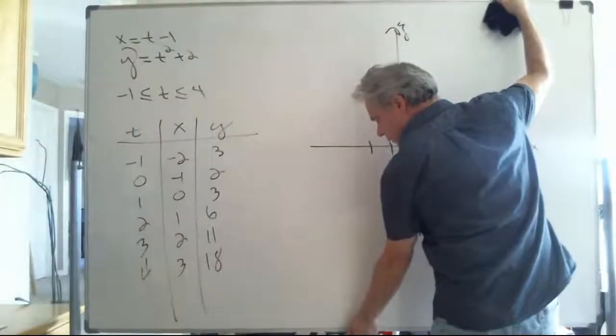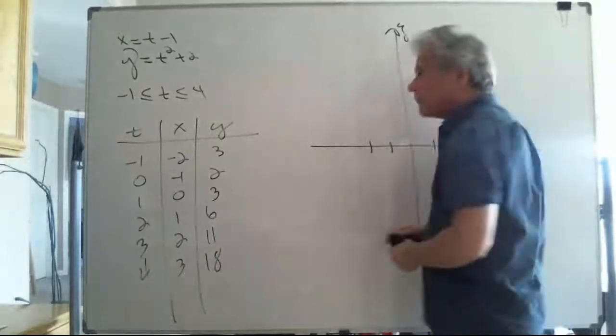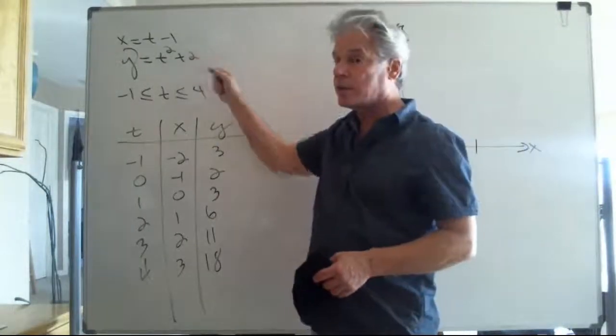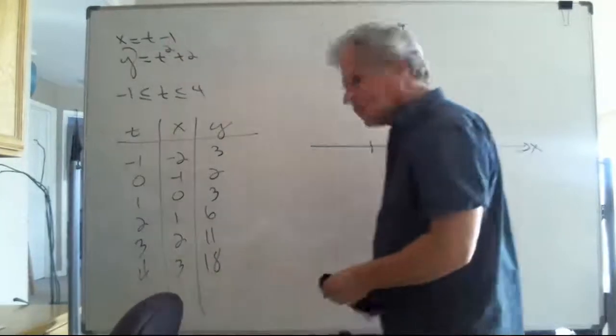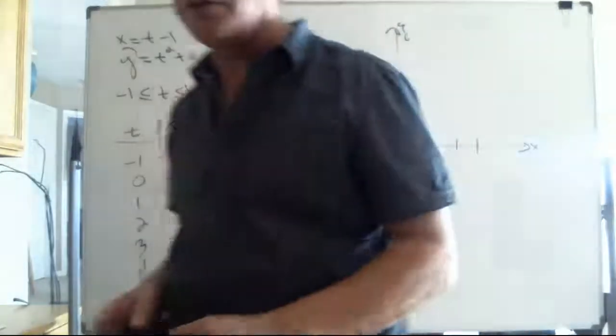So here's a simple example of a set of parametric equations describing a curve in two space, that is to say, describing a plane curve. Let's see if I can grab a better pen real quick.